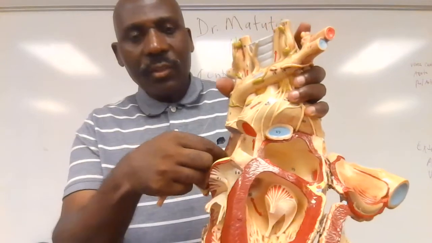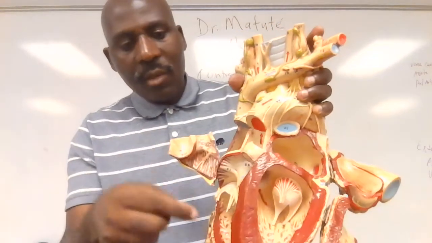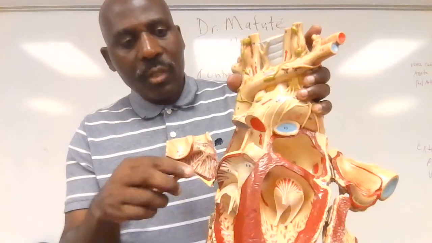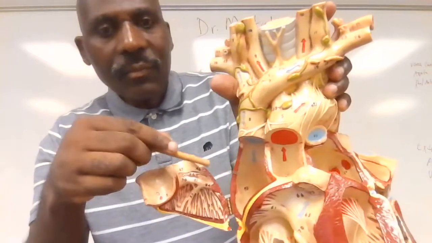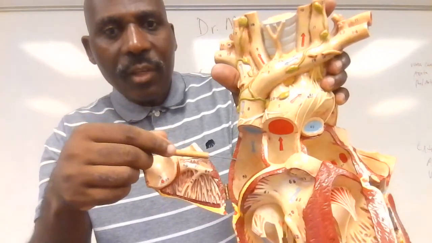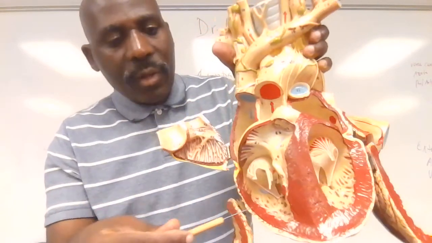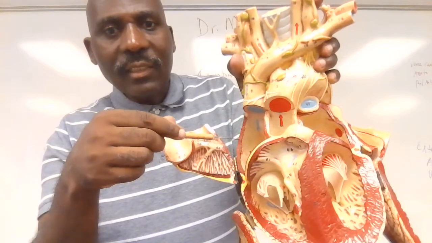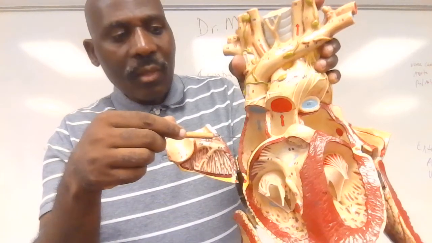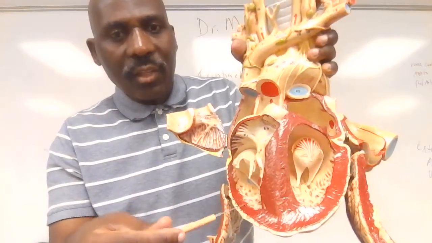Next, if you look at these, these are the walls of the atrium and the walls of the ventricles. If you compare their thickness right here, these walls are very thin as compared to these walls right here. So in other words, the ventricular walls are thicker than the atrial walls. Atrial walls are thin, ventricular walls are thick.